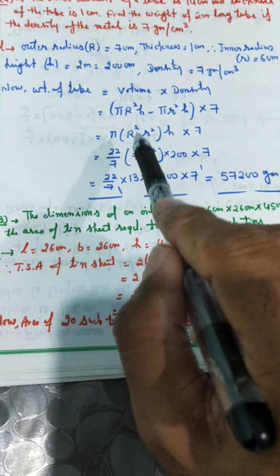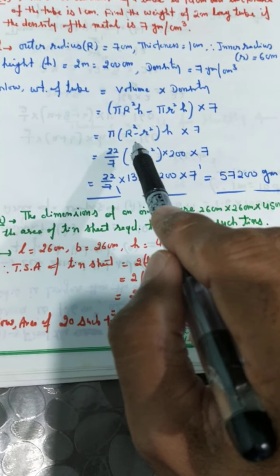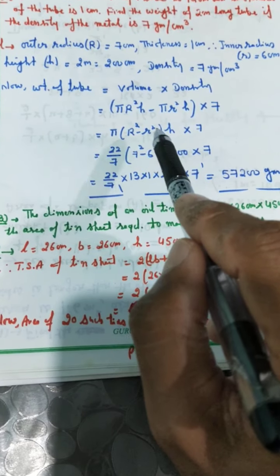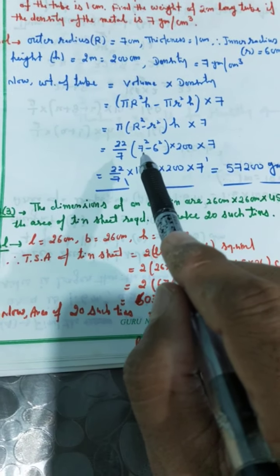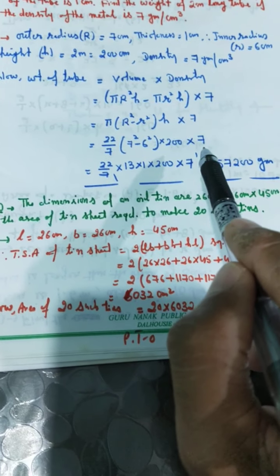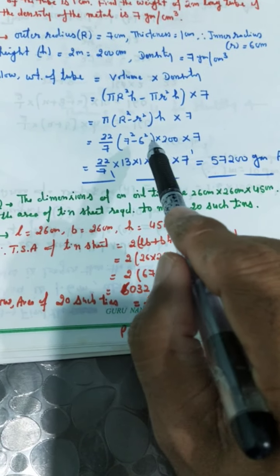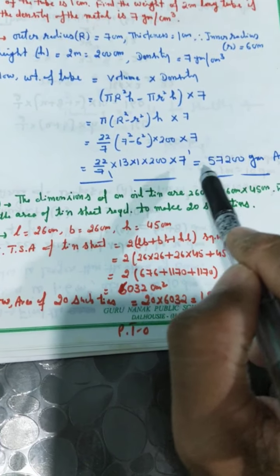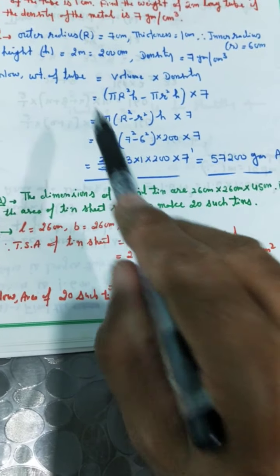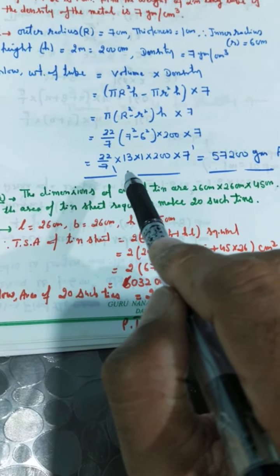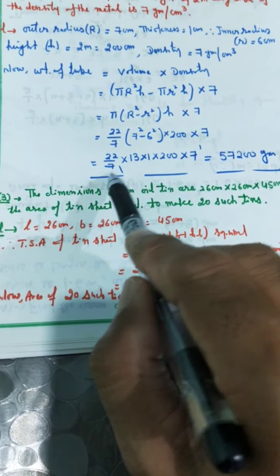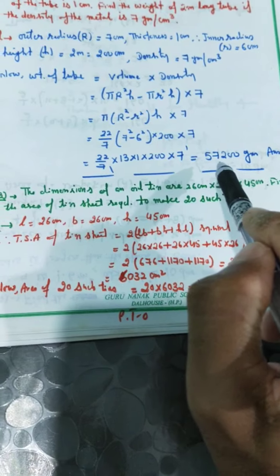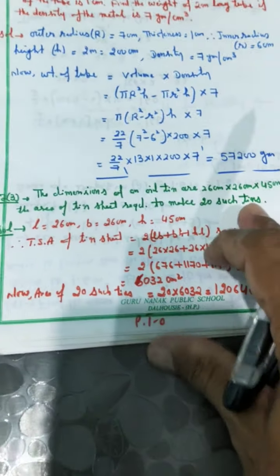This is your first identity, a square minus b square. 7 square minus 6 square is 7 plus 6 into 7 minus 6. So 22/7 into 13 into 1 into 200 into 7. Cubic centimeter cancels, only gram is left here. So the weight of the tube is equal to 22/7 into 13 into 1 into 200 into 7, which is equal to 57,200 gram. Answer.